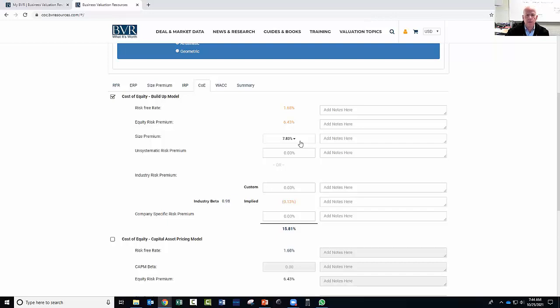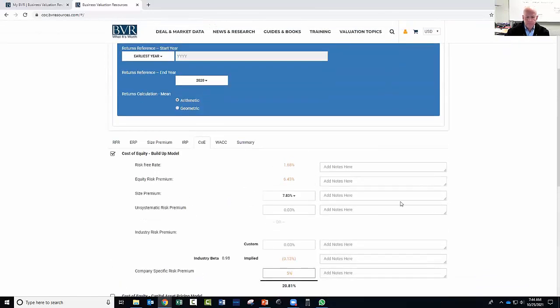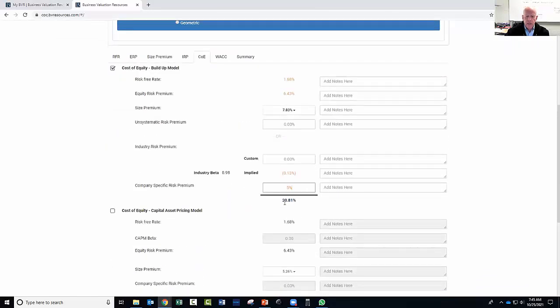That's already going to take care of some of the volatility that we might expect to see because of the size of the company. And I know that the management is kind of cutting edge. They tend to be fairly aggressive. So I'm going to give it, in this case, an extra 5% for a company-specific risk premium. This is a judgment call. You're not going to find any tables that tell you exactly how to do this. This is kind of a judgment call, as I said, based on intuition, based on experience. Well, as I've done that, notice that this now is implying a 20.81% equity risk, or cost of equity, or RE.